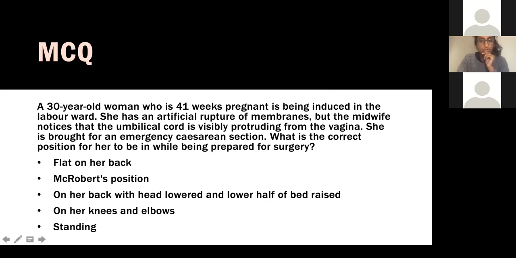Okay, so most of you guys said the right answer, which is D. So you want her on her knees and elbows, essentially. And the reason why we do that is someone's mentioned in the chat already. So it's basically you want to relieve pressure on the cord, and to avoid any of the resulting fetal hypoxia. So you want to minimize that. So essentially the treatment for that is emergency C-section, but whilst she's being transferred, you want her on her knees and elbows. So what is this complication called when you can see the umbilical cord visibly protruding?